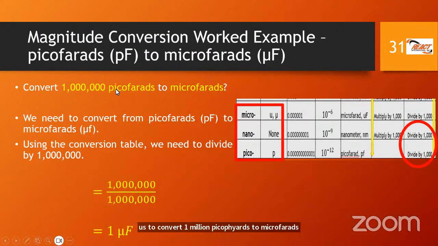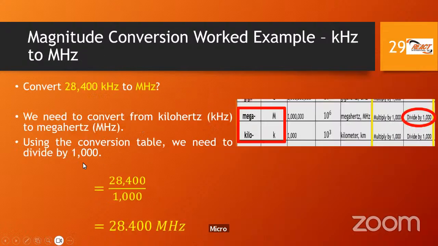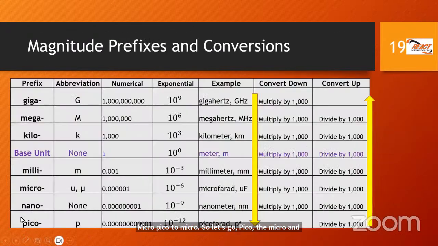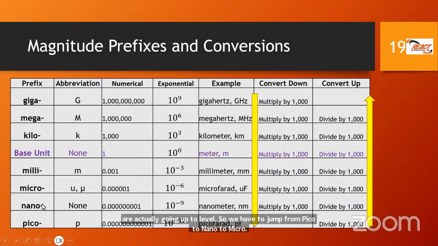Ooh, all right. Where are we going from? We're going from pico to micro. Pico to micro in our table. So we're going from pico to micro, but are we going up? Yes, we are. Are we only going up one level? No, we're actually going up 2 levels. So we have to jump from pico to nano to micro. Notice we said in this table, every time we go up 1 level, we divide by 1,000. So we have to do that twice. We divide by 1000 and divide by 1000 again.